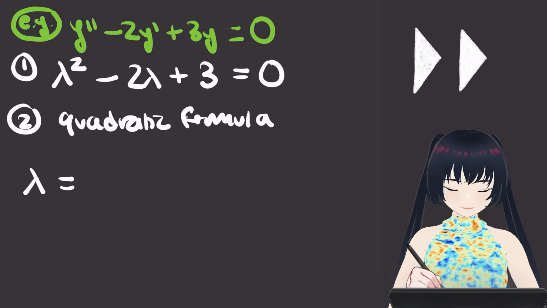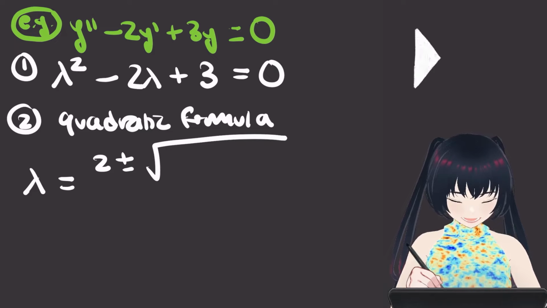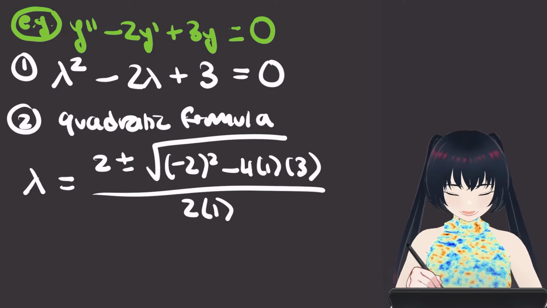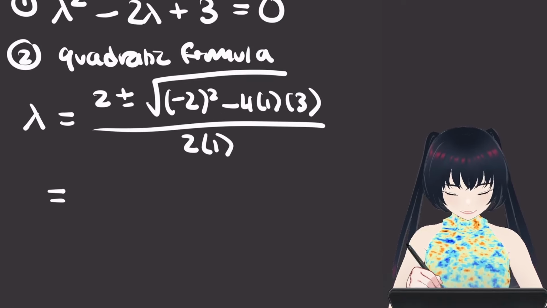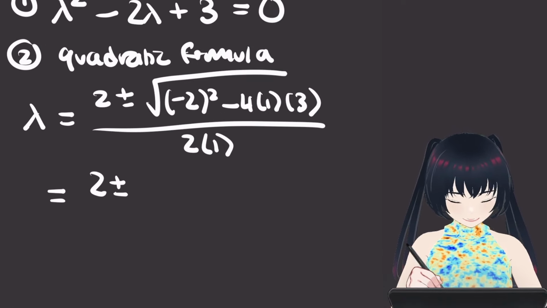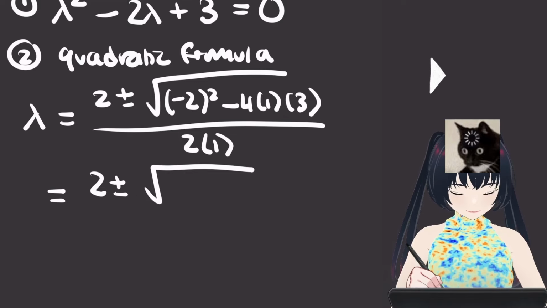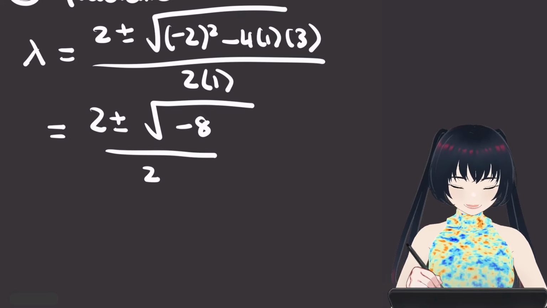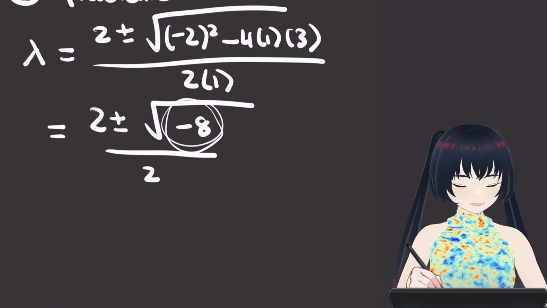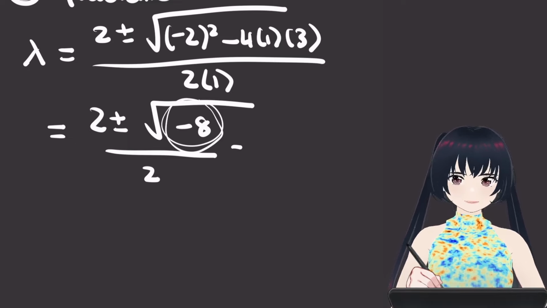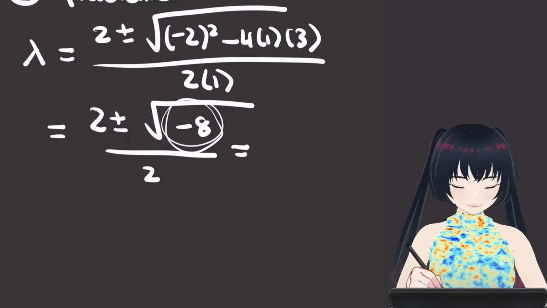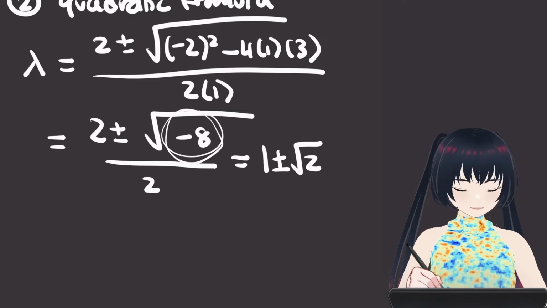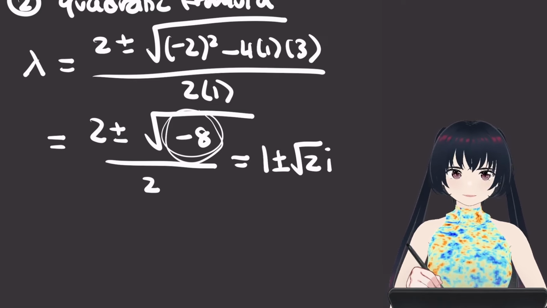The quadratic formula is negative b plus or minus the square root of b squared minus 4ac all over 2a. I still use that quadratic formula song. But when we solve for lambda, we're going to get this really funky equation here. And what you may notice is that there's a negative number under the square root. That's still allowed because, as I showed before, we can have imaginary solutions. And when we divide out the top and the bottom, we'll get 1 plus or minus square root of 2i.